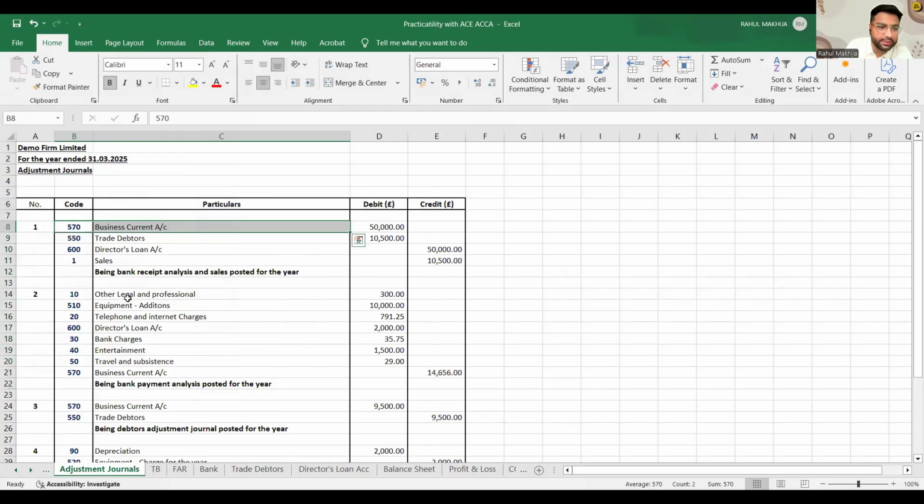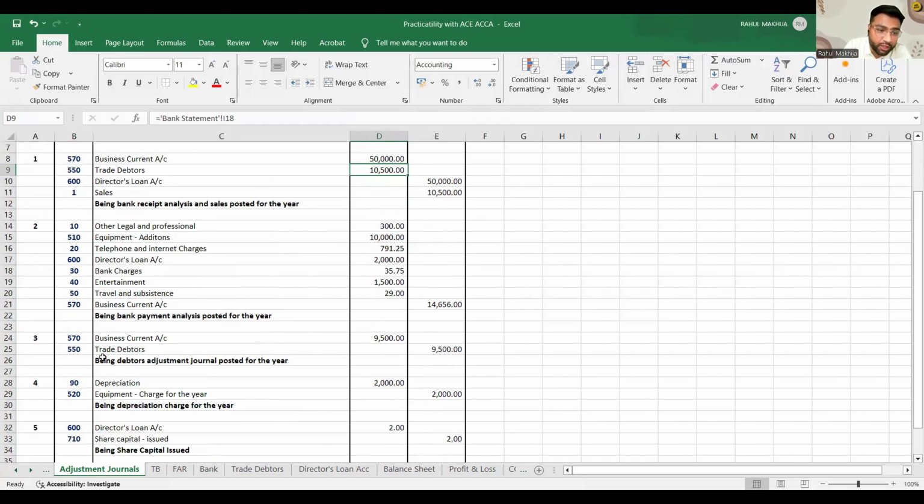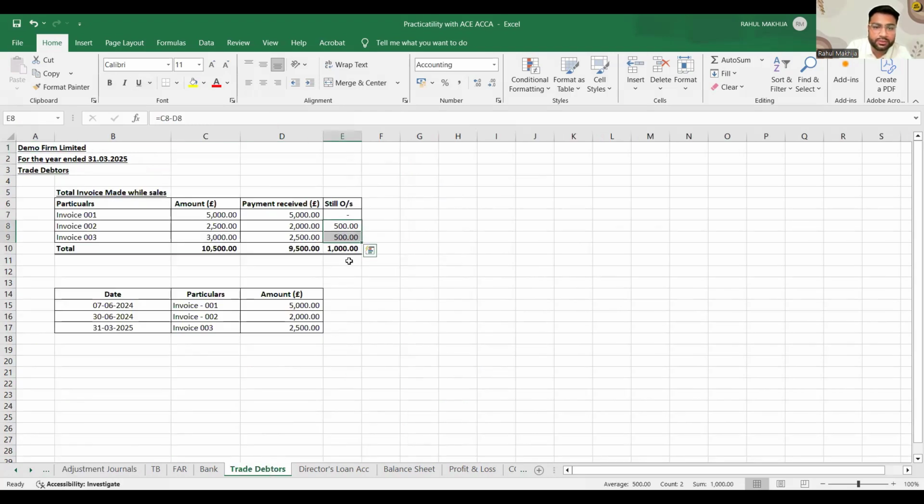So we will move ahead to the adjustment journals which we have posted. Through the chart of account, the bank code is 570, trade debtors code is 550, the director's loan account is 600, and one is for sales. So we have accordingly posted the bank receipt analysis, keeping in mind that there are also trade debtors. For now, we have booked all the sales as per the invoice only. Later on, we have recorded here a debtor adjustment, by which trade debtors comes to 1,000 as outstanding. We'll talk about this in detail also.